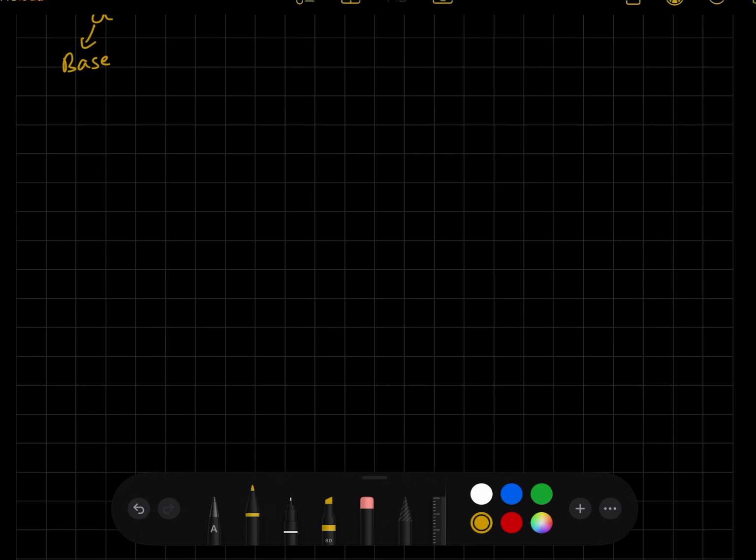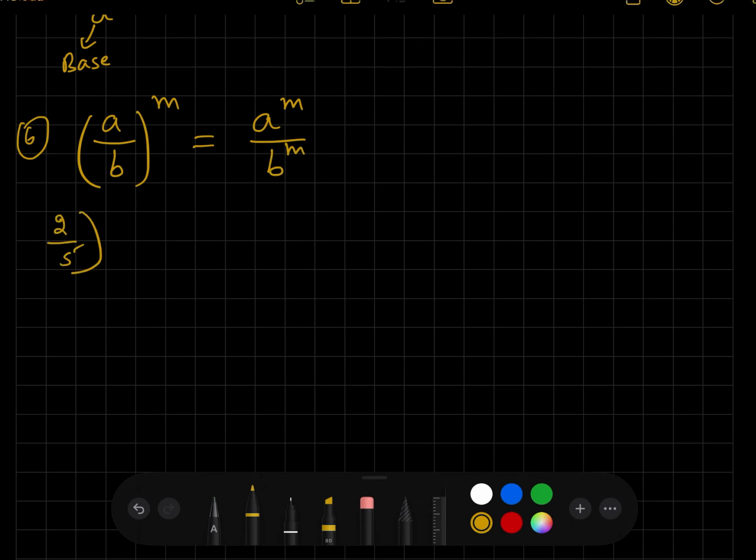What next we can write for indices is this way. Like a upon b, the two numbers, a upon b raised to the power m, then the power gets distributed. So I can write this, this is the sixth one, as a raised to the power m over b raised to the power m. Like if I say this is 2 over 5 raised to the power 3, I can write this as 2 raised to the power 3 over 5 raised to the power 3.